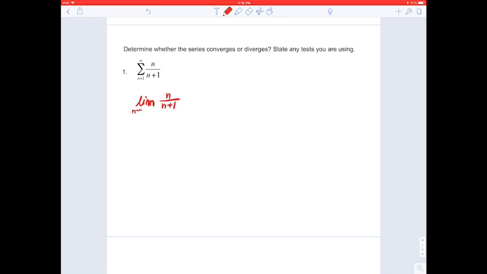Limit of n over n plus 1 at infinity. We can see n in the denominator, n also in the numerator, the same degree, leading coefficients 1, the ratio of the leading coefficients also 1. That means this limit at infinity is simply 1. It's different than 0. Then I can conclude that my infinite series is divergent by the test for divergence.